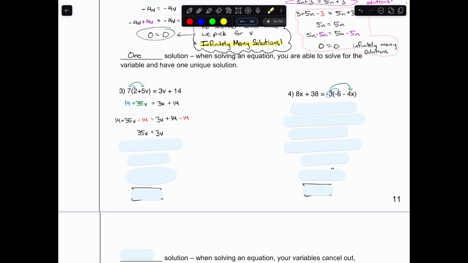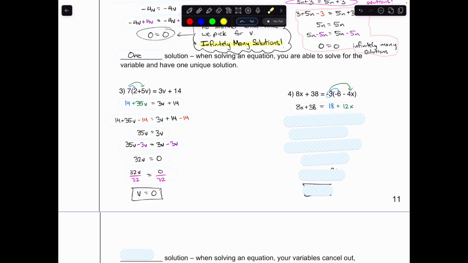in this case, they both have a 14, right? So the constant term disappears on both sides. That doesn't always happen, but we end up getting 35v equals 3v. And if we subtract 3v from both sides, we'll get 32v equals 0. And we can divide both sides by 32. That's allowed. And 0 divided by any number that's not 0 is still 0, right? So v is 0.